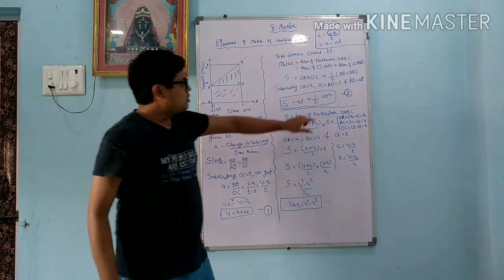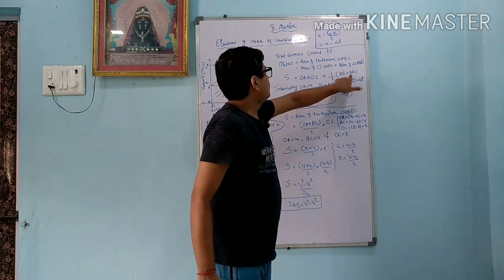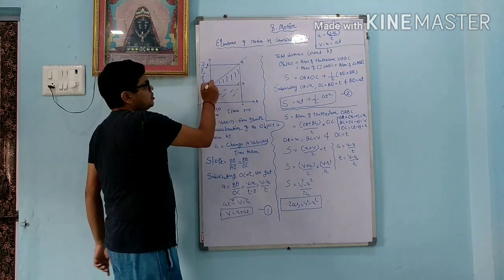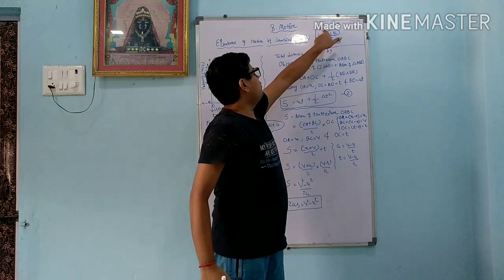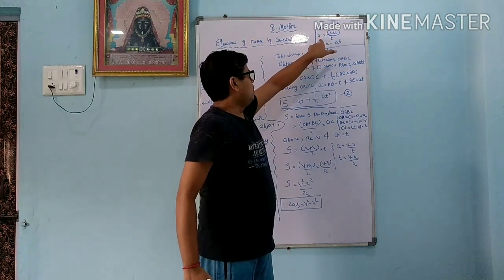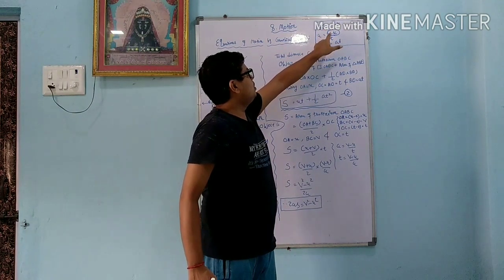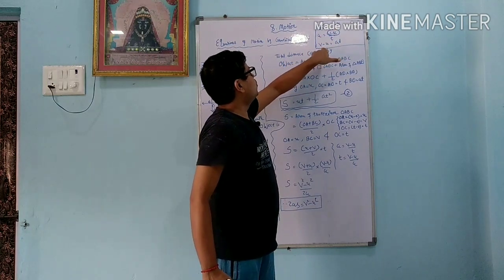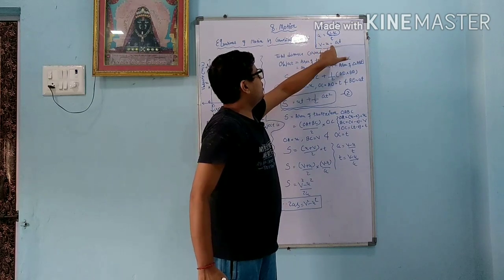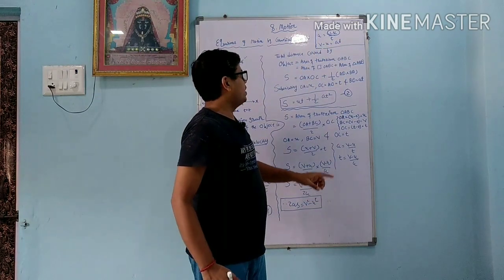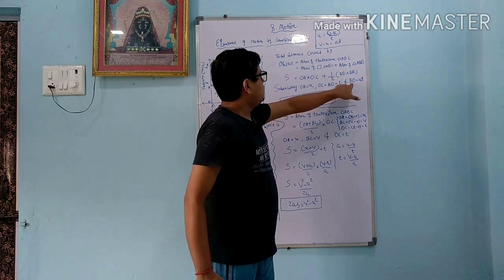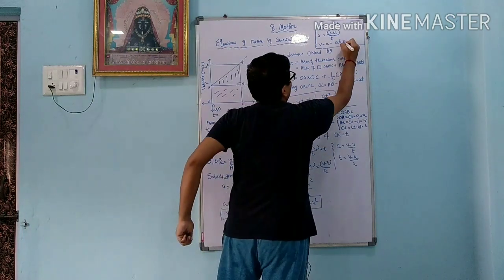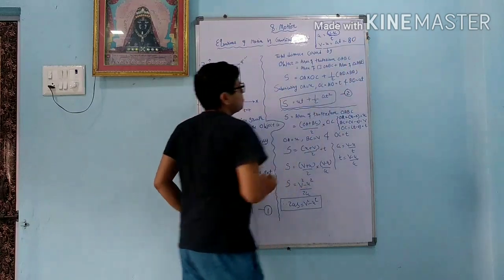Now dear student, here concentrate on BD. What can we write for BD? B is v and D is u, so BD equals v minus u. From the first equation we get a equals v minus u by t. So instead of v minus u, what can we write? At. So v minus u equals at, and here we will write BD equals at. Got it?